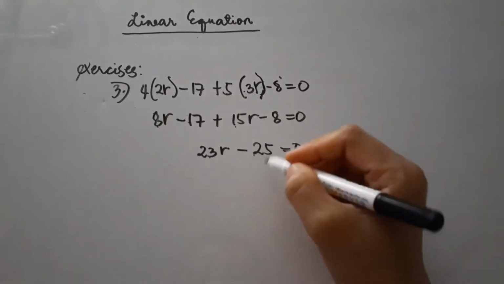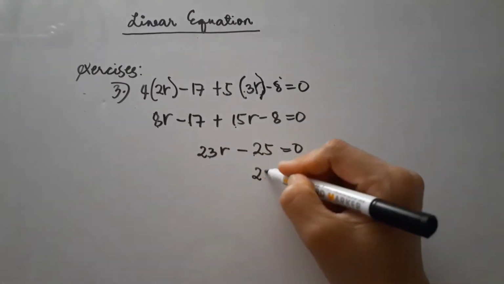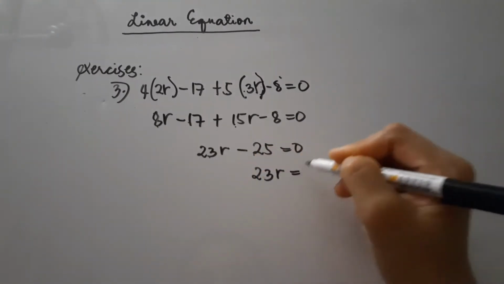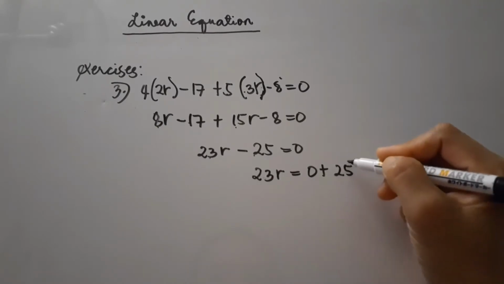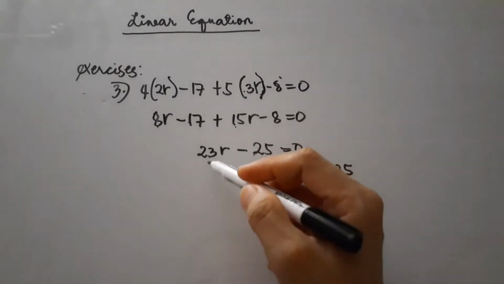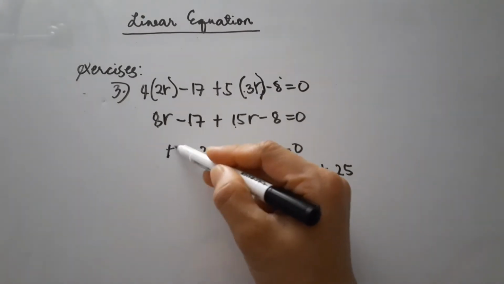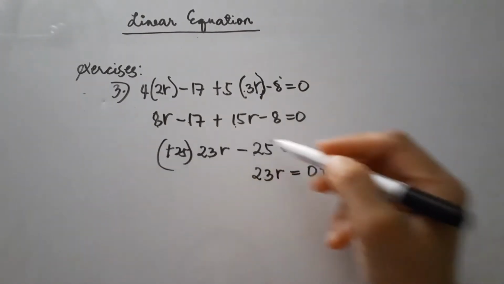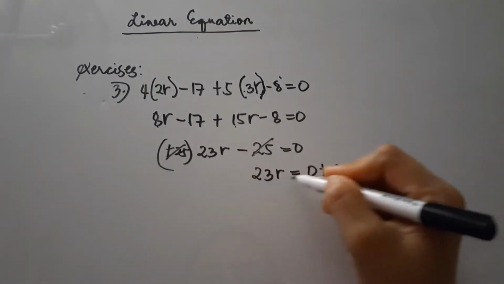And then 23r, we transpose this one by adding both sides by positive 25. So we have 23 plus 25. We transpose, since we add both sides here by positive 25. So we have cancel out here. So we have 23.